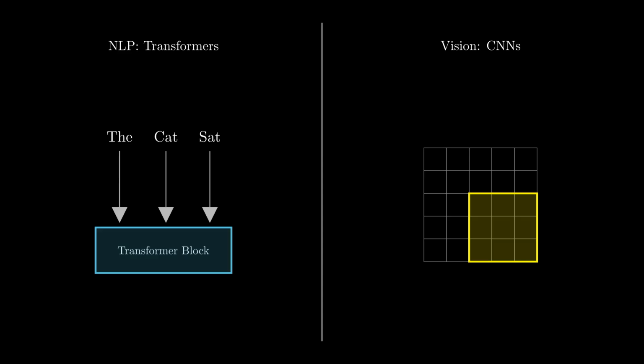For a long time, we believed this spatial bias was essential for vision tasks. We thought transformers were too general to handle pixels efficiently. But the authors of this paper asked a radical question. If transformers are so powerful, can we strip away the convolutions and solve computer vision using a pure transformer?